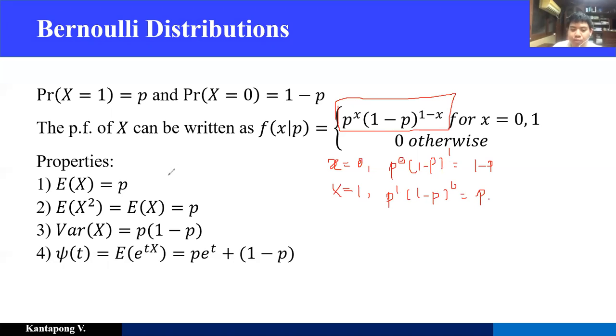E[X] is p, E[X squared] is p, the variance of X is p times (1 minus p), and the MGF of X, E to the power of tX, is going to be p e^t plus 1 minus p. So this one is easy. It's an easy homework to do at home. This chapter is a bit like a review, okay? So we will not talk about heavy content here, okay?